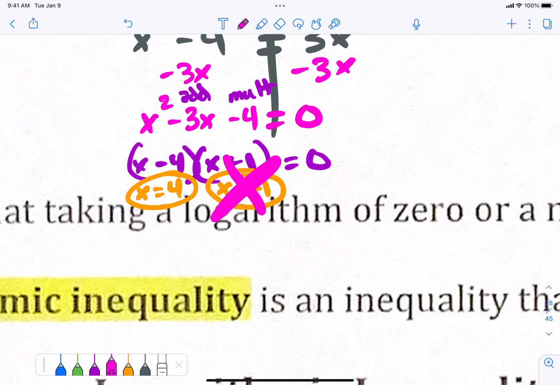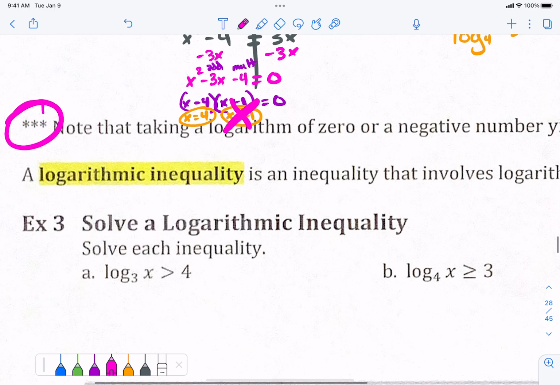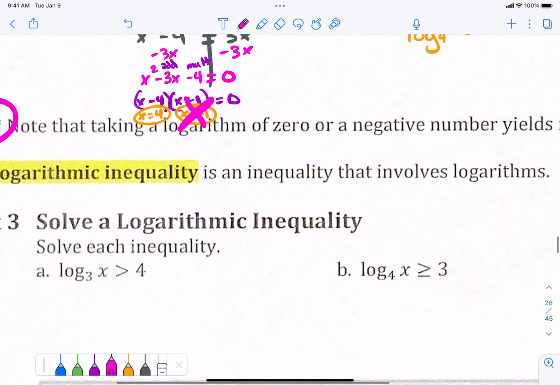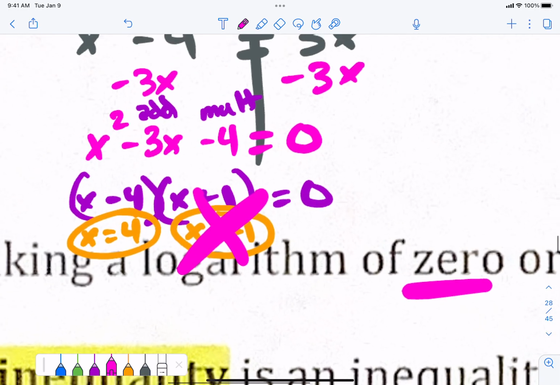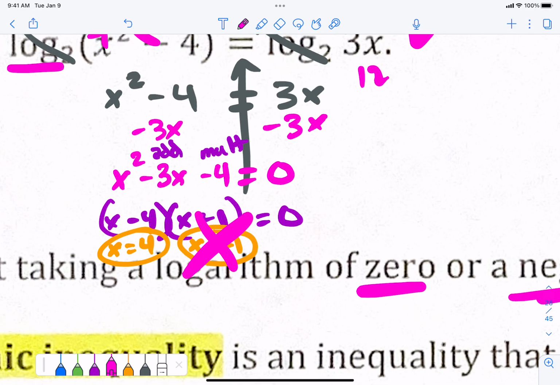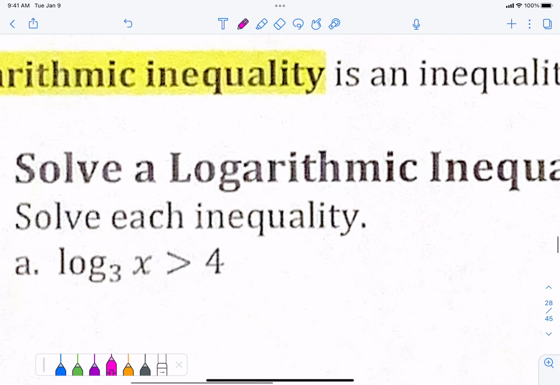Now, sometimes you'll only end up with one answer, and when you plug it back in, it gives you an error. So what does that mean? Then you have no solutions at all, and you'll just put no solutions. So note this little star right here: taking a log of 0 or a negative number yields no solutions. When we plugged these numbers back in, one of them gave me a negative, and I can't take log of a negative number. So you would just have 4 as your answer. Got it?